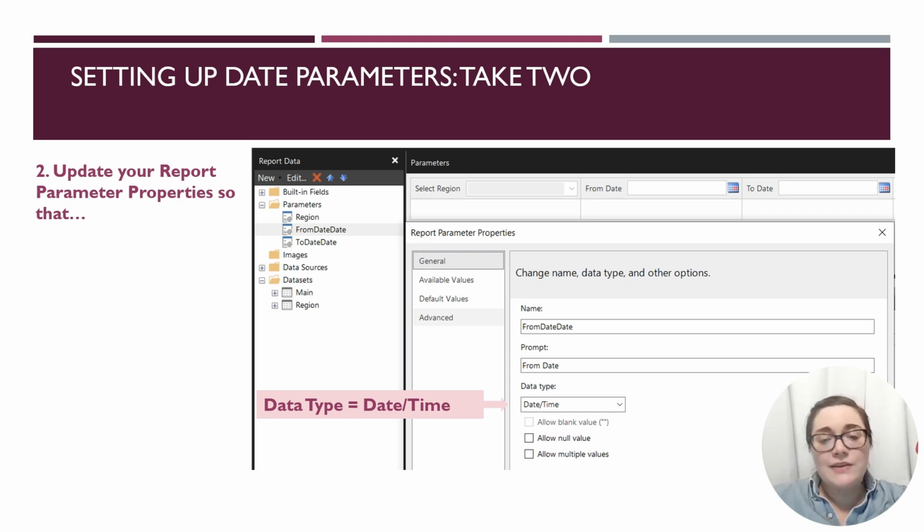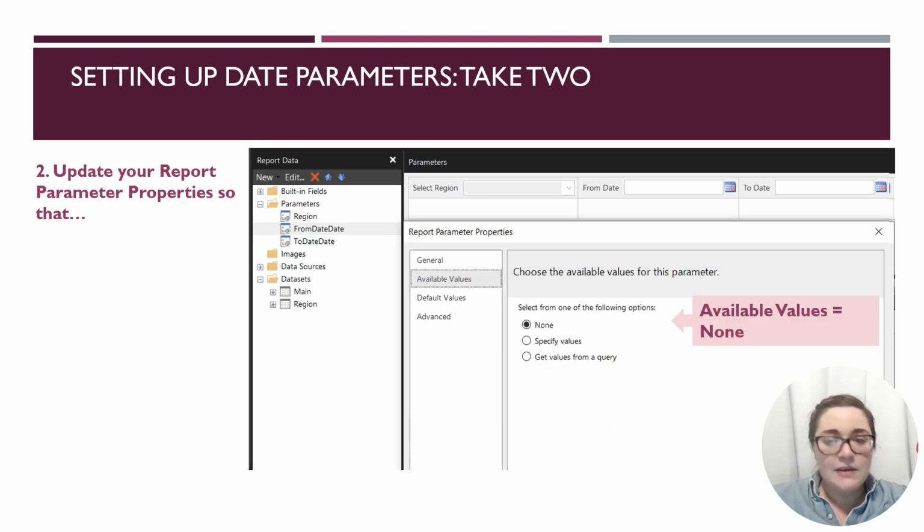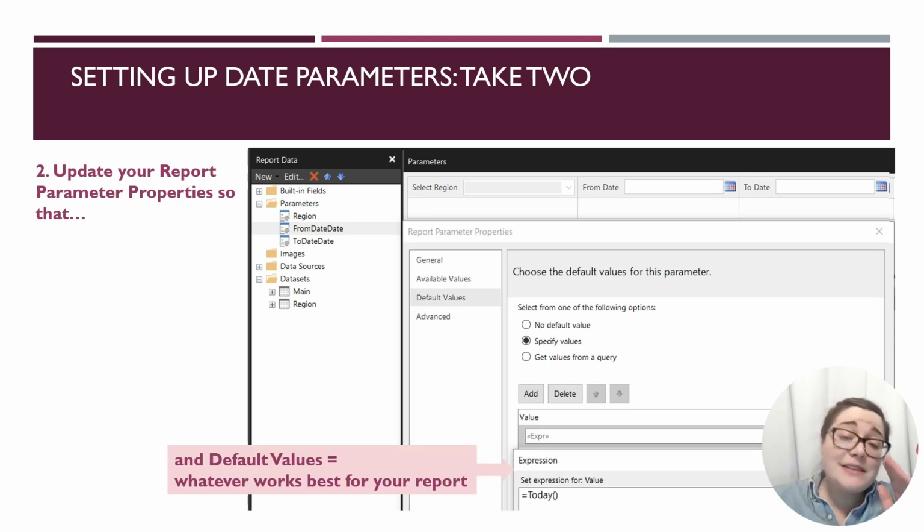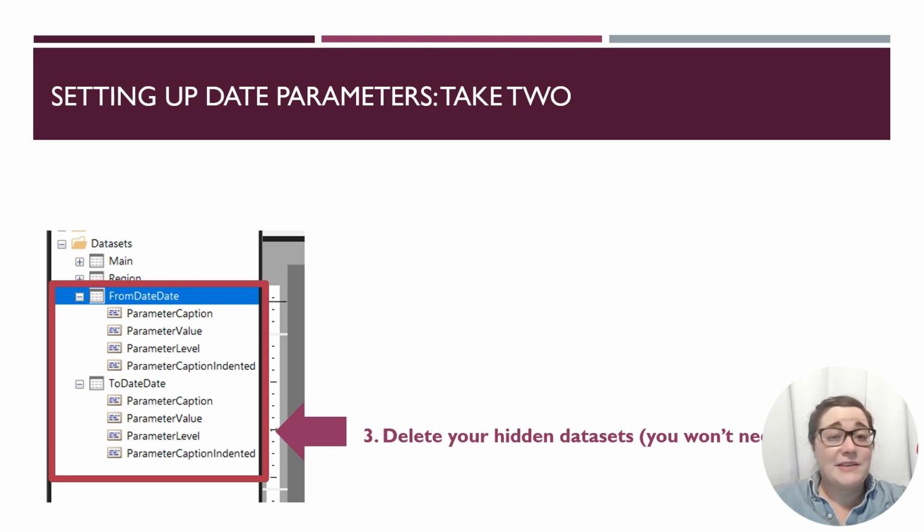So we're going to make sure that data type date time stays put, and we're going to get rid of that query value hidden data set stuff so that the available values is none. Then we're going to default our values to something useful, whatever that is for your purposes. If you don't have clarity from your end users about how this is going to work, I always just default to equals today, and that can mean that your start and end date is just whatever today's date is, and people can adjust from there. I'm going to show you an alternative in the demo, but that's a perfectly fine starting point.